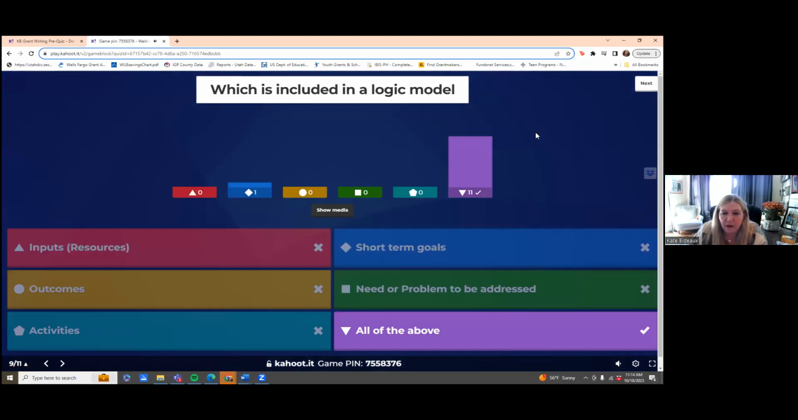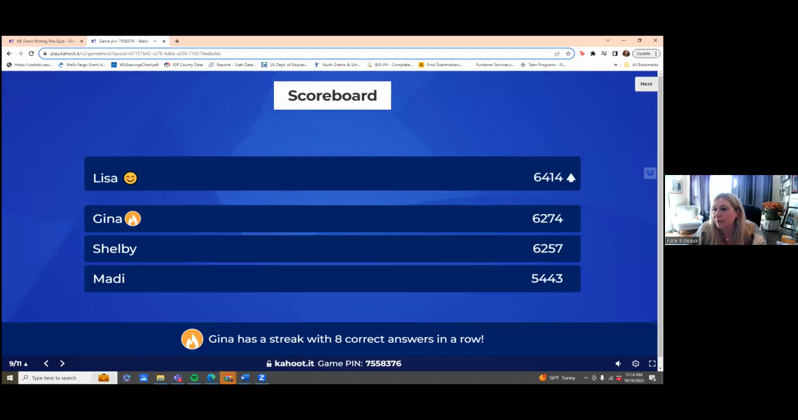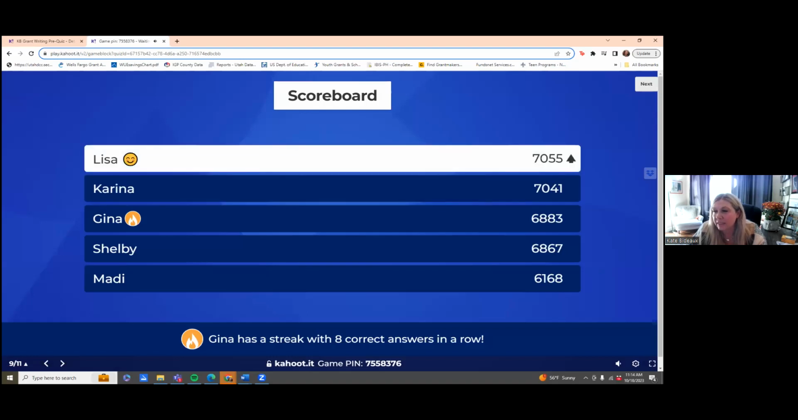And the answer is all of the above, right? And a logic model is something that your more sophisticated grant makers will ask you to have, but it is something that's really important as you do your grant writing. Having that logic model is going to give you direction.